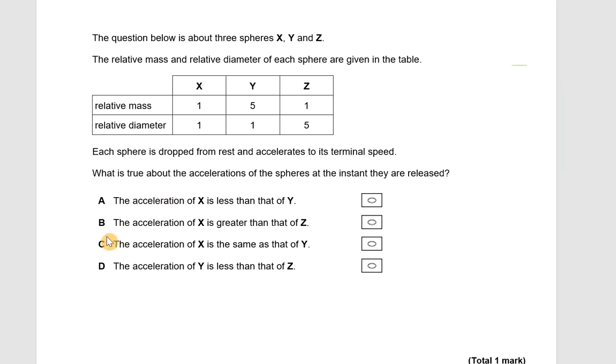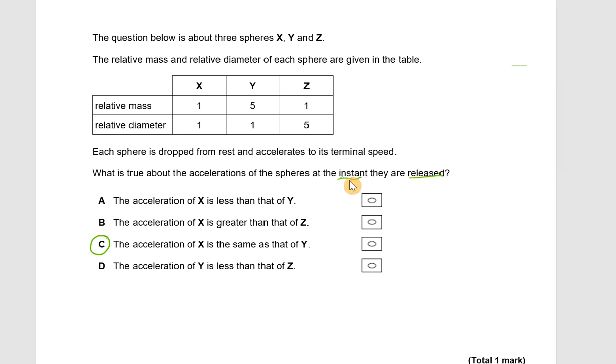If you got the answer C, well done. Here's my explanation. The question below is about three spheres X, Y and Z. The relative mass and the relative diameter of each sphere are given in the table. Each sphere is dropped from rest and accelerates to its terminal speed. What is true about the accelerations of the spheres at the instant they are released?